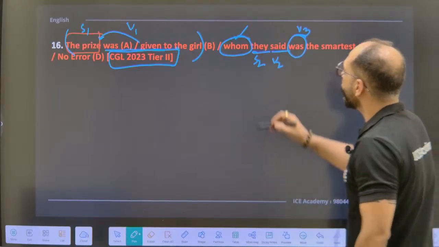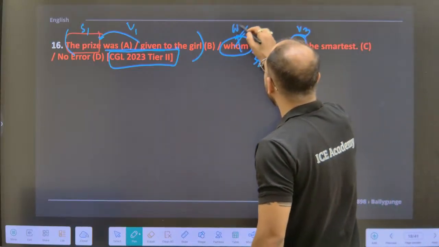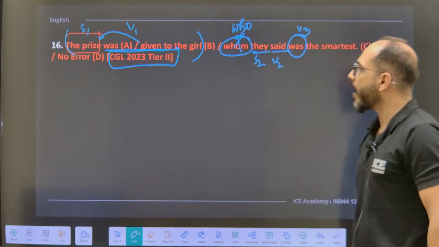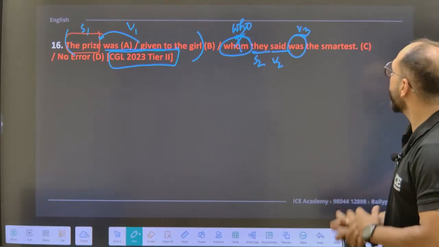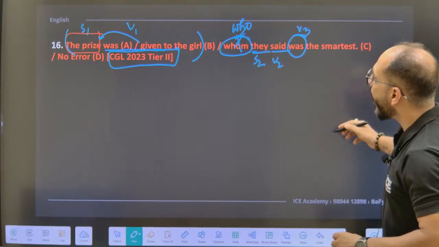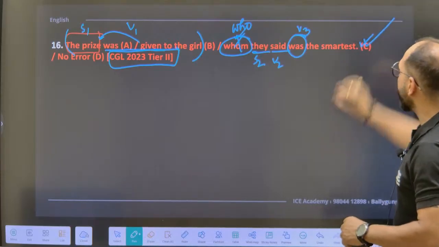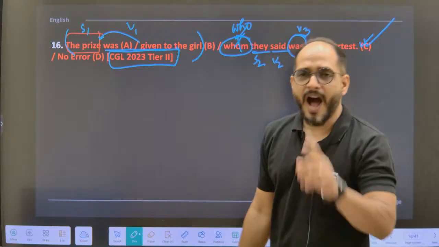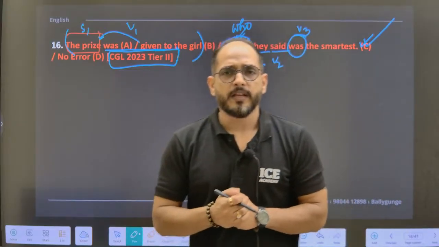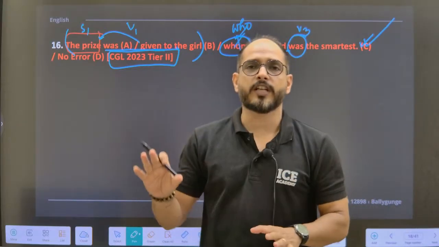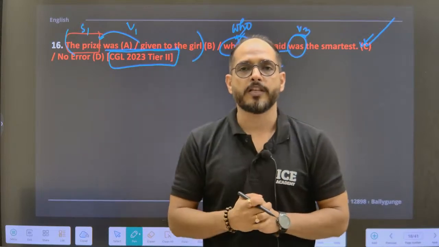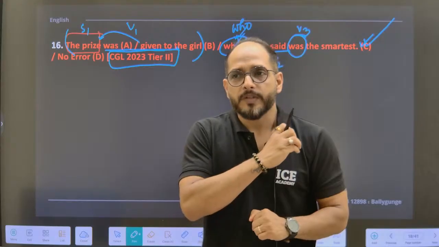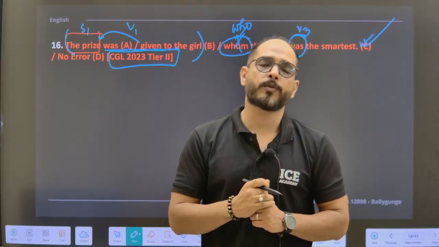That's why this is wrong. It should be who. The correct sentence will be: the prize was given to the girl who they said was the smartest. So the error lies in the C part of the sentence. Now tell me, in which such question will you have a problem? If such a question ever comes and you apply this logic, you will never, ever have a problem. You can easily answer these questions, no problem ever. Clear?